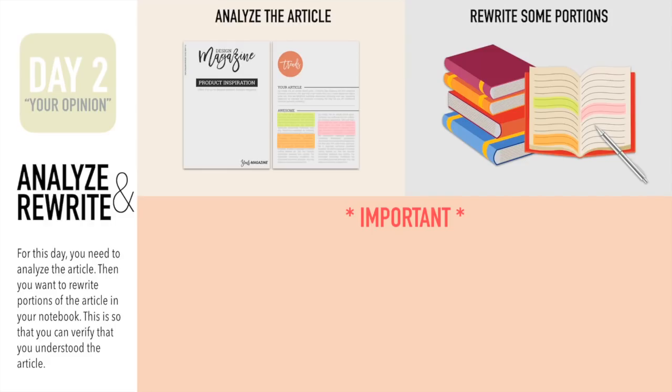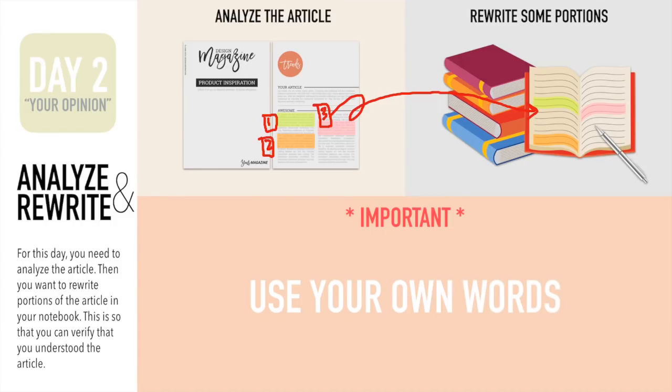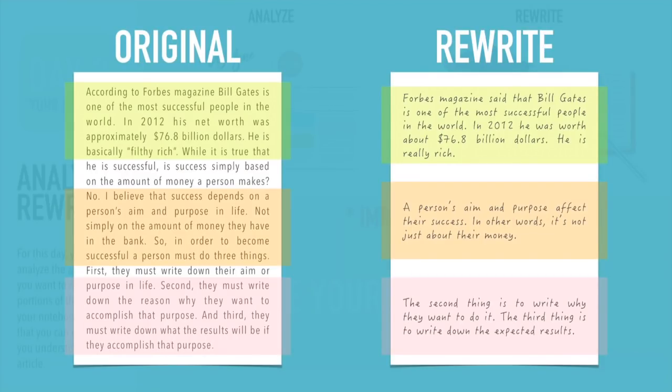So again, you see right here, I have highlighted 1, 2, 3 different sections, and I'm transferring them to my notebook. Now, it is important to remember that you need to use your own words. So let me show you an example of what I mean, okay? So right here is the original article, the article that I read. Now, the article has 3 different sections that I've highlighted that I want to analyze. So let's start with this first section and see how I rewrote it.